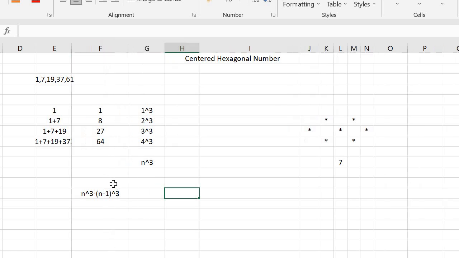So if we have to find out the nth term of a centered hexagonal number, we can use this. In general, if you want to find the nth term, we will write it down like this: 3 into n into n minus 1 plus 1. This is how we are going to find out the centered hexagonal number using this formula. Hope you guys understand the complete logic. Let us now move on to the coding section.